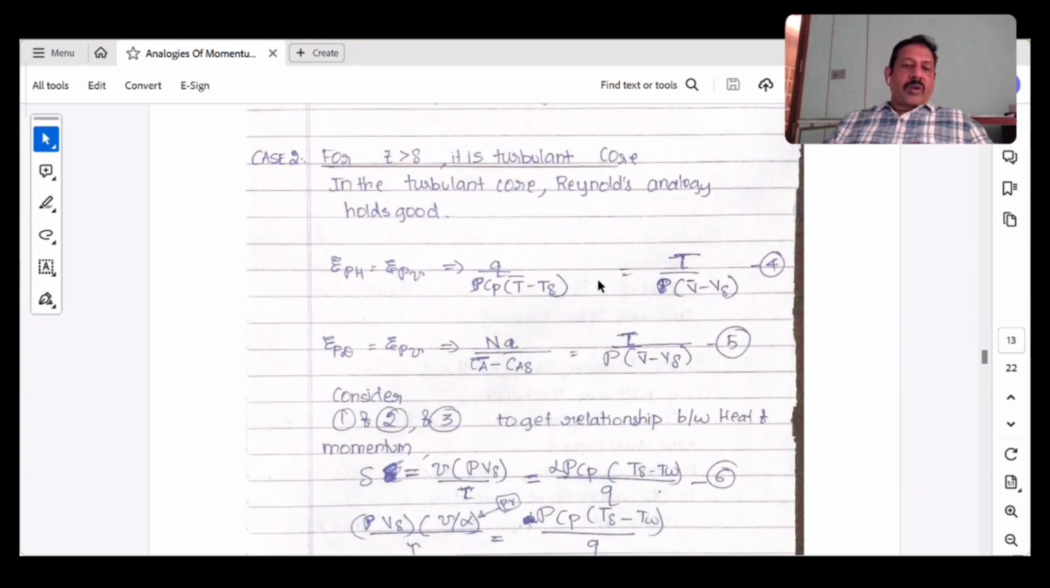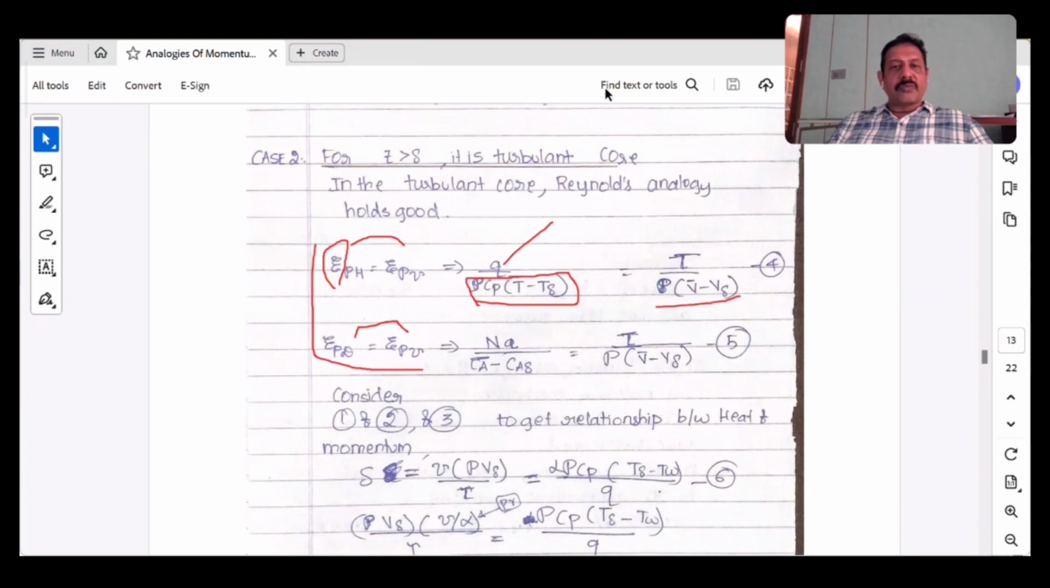In the same way, for mass transfer and momentum transfer, when we equate, NA divided by the driving force is flux divided by CA bar minus CA delta, equal to tau divided by rho into V bar minus V delta. Hope you are following this, right? We have seen this before. The general transfer coefficient is nothing but flux divided by concentration difference. This is for heat, this is for momentum. I'm just equating heat with momentum and mass with momentum, so I get equations 4 and 5.